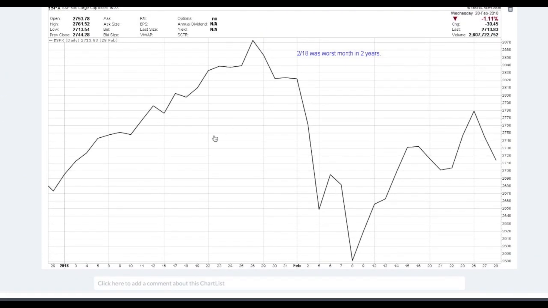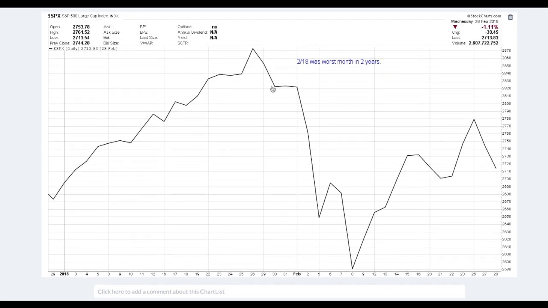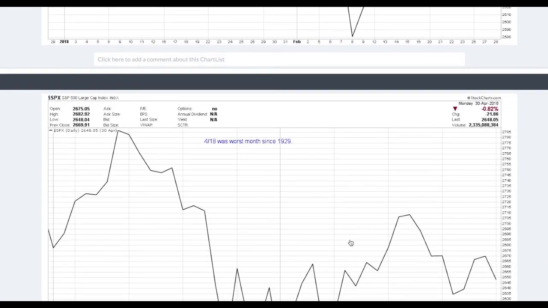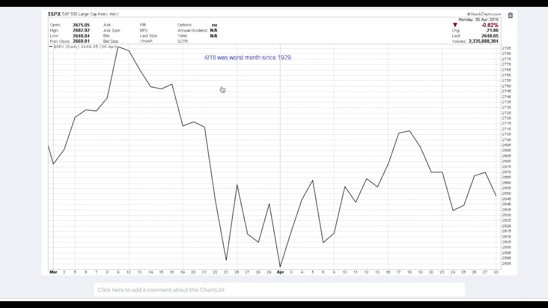Now, this is the correction that took place in the S&P in January, February. This was the worst correction in 2 years. So we witnessed in the beginning of the year a lot of optimism about the tax cuts, and then we went into a correction. Then in April, we suffered another correction, tariff fears. So if you realize that April was one of the worst months for April since 1929. So I mean it was a bad month.